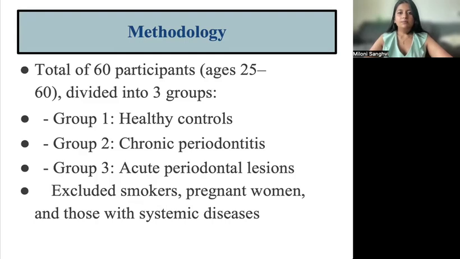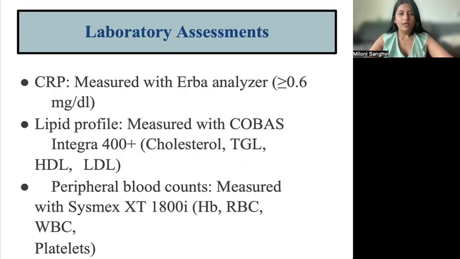So a total of 60 participants in the age range of 25 to 60 were divided into three groups. Group 1 had healthy controls, Group 2 had subjects with chronic periodontitis, and Group 3 had subjects with acute periodontal lesions. So the subjects that were excluded from the study were smokers, pregnant women, and those with systemic diseases.